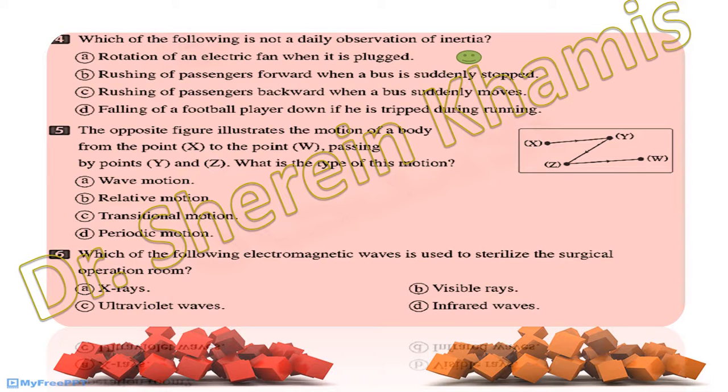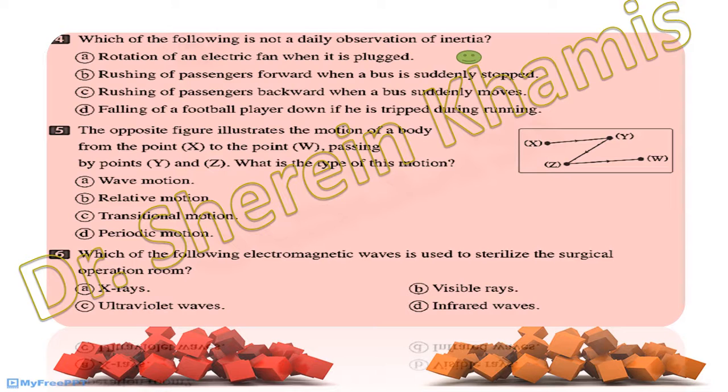The opposite figure illustrates the motion of a body. We have a motion here from X to W, passing by point Y and point Z. What is the type of this motion? We have motion but not a straight motion. Is it a wave motion, relative motion, transitional motion, or periodic motion?